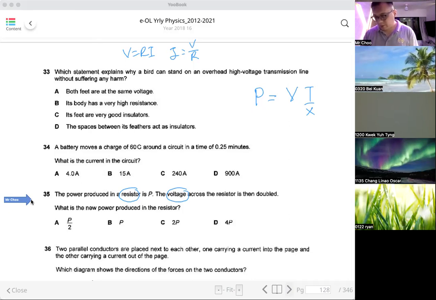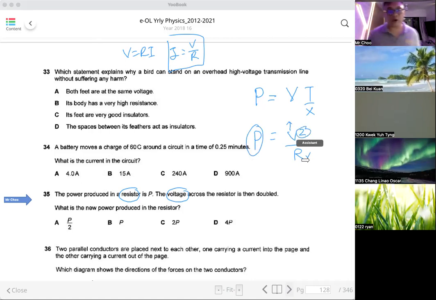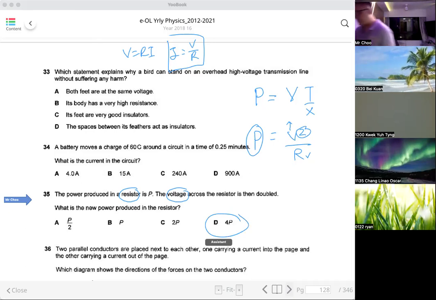Okay, so let's replace the I equal to V over R. So your answer will be now V square over R. So your power is equal to V square over R. And since your R is fixed, if your V is doubled, your P will actually be square of it. So for this question, only Oscar got it correct. Yes, Oscar initially got it correct. So the answer for this question should be D. Is that clear?